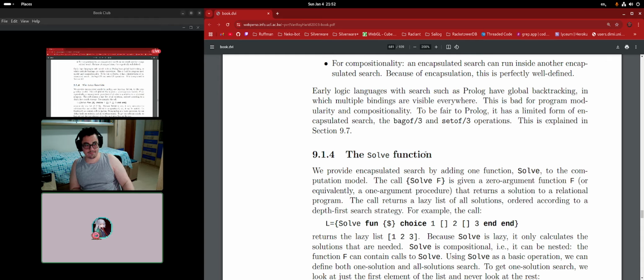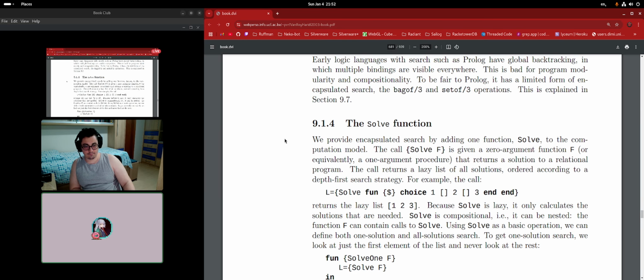Yeah, the Mercury way is that basically anything that touches I/O has to be either deterministic or it has to do committed choice, which is if there is any non-determinism, you pick the first one that succeeds and discard all the others. So yeah, we have to do what you said if we want to go that route.